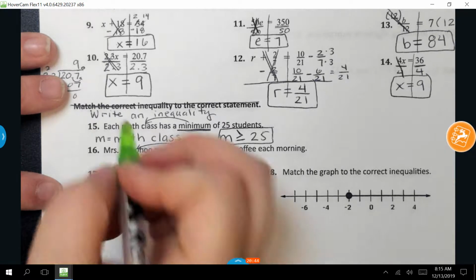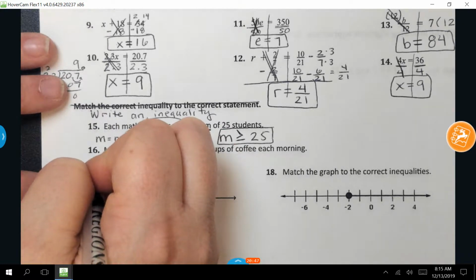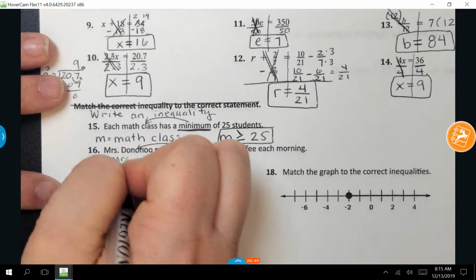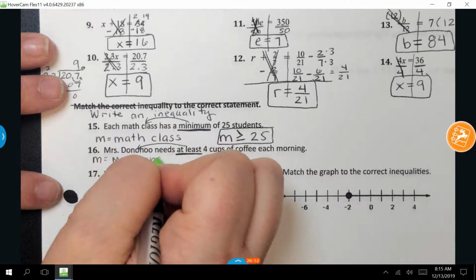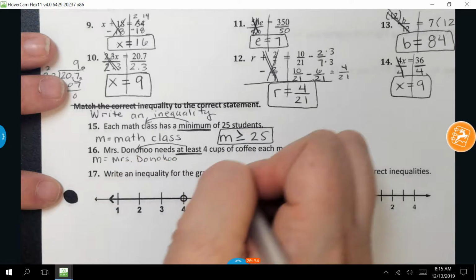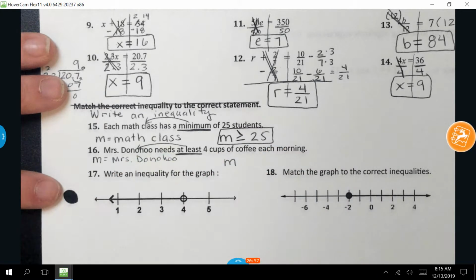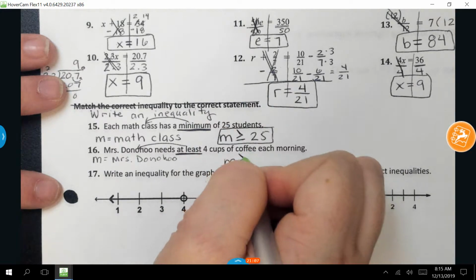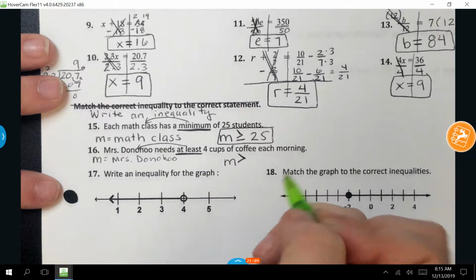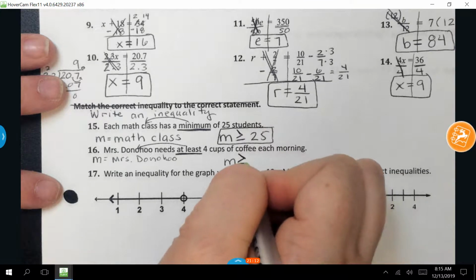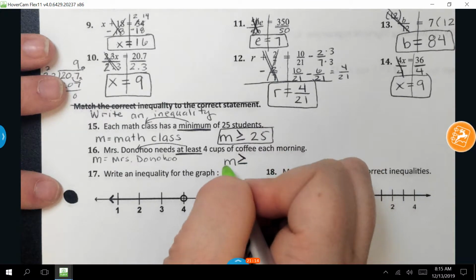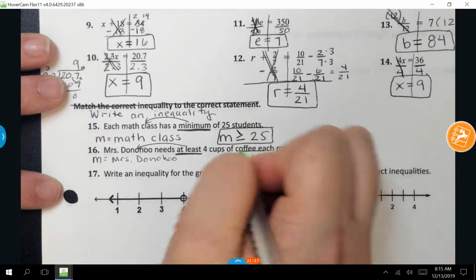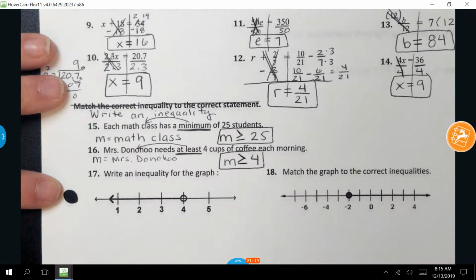All right? So I'm going to use M again for Miss Donahue. Okay, so M, at least. What symbol do I need? Greater than. Could it be equal to 4? Yeah, since it's at least 4, she'd be happy with 4, but she would also like more. That did rhyme. That was kind of fun. All right, so I get M is greater than or equal to 4.